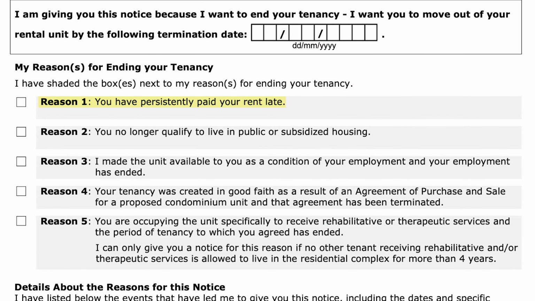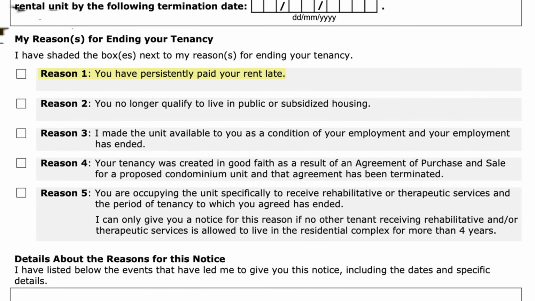If your tenant is continuously paying rent later than the agreed upon date in your lease agreement, you can serve them with an N8 selecting reason 1 for persistent late rent payment. In order for this to be effective, you must really be able to prove a track record of late rent with no likely signs of improvement.